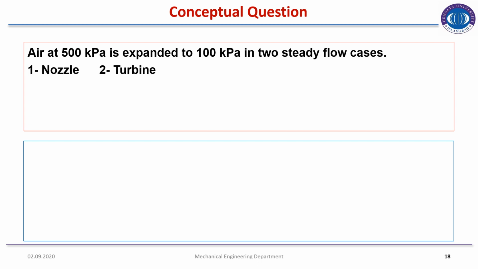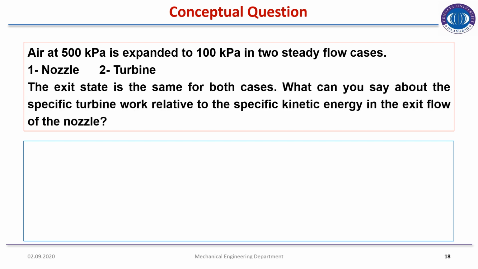Air at 500 kilopascal is expanded to 100 kilopascal in two steady flow cases. So the pressure is reduced and volume is increased. One case is a nozzle and the other is a turbine. The exit state is the same for both cases. What can you say about the specific turbine work relative to the specific kinetic energy in the exit flow of the nozzle? We have to find the relation between the specific work done in the turbine and the specific kinetic energy of the fluid exiting the nozzle.